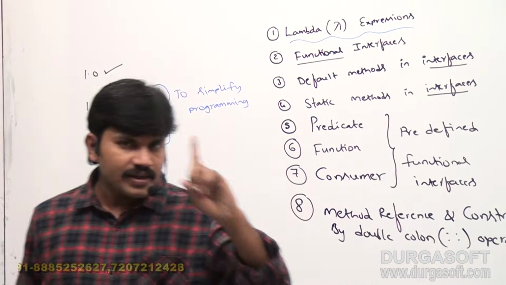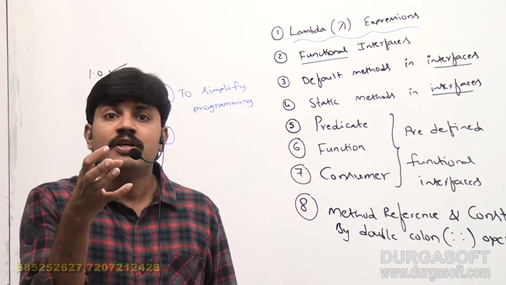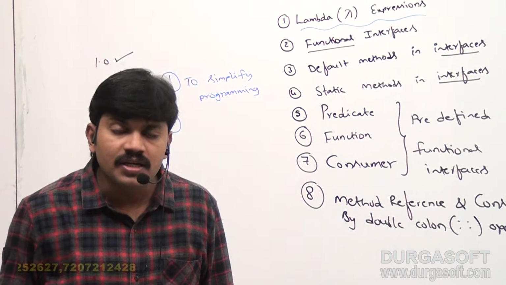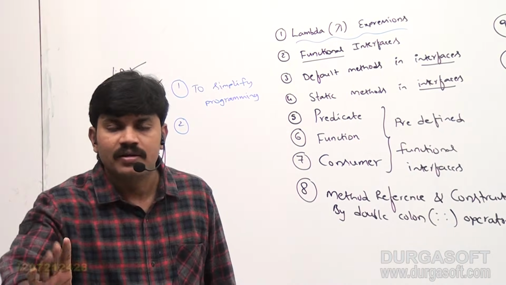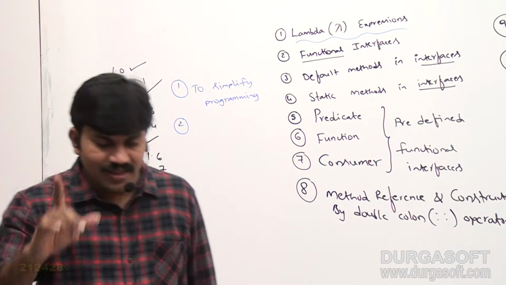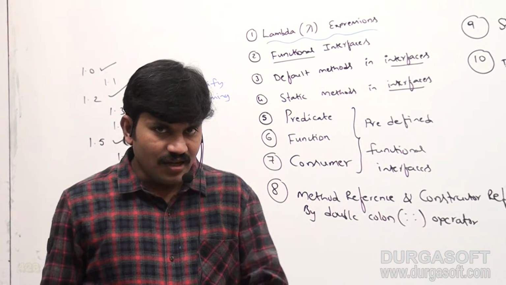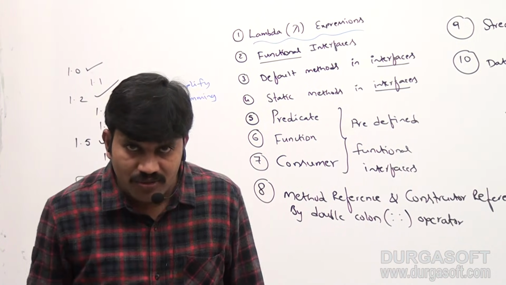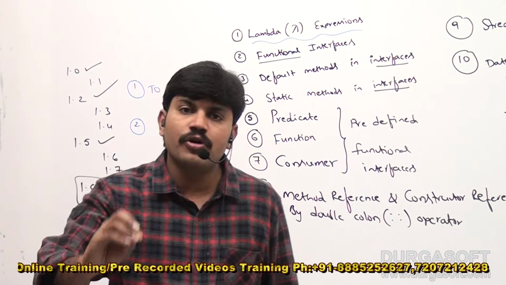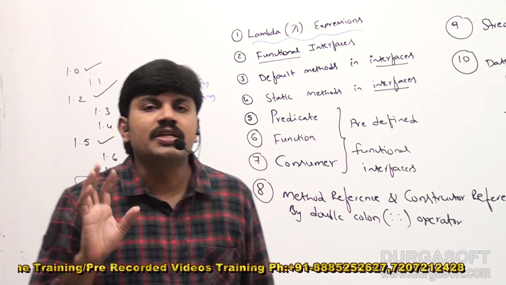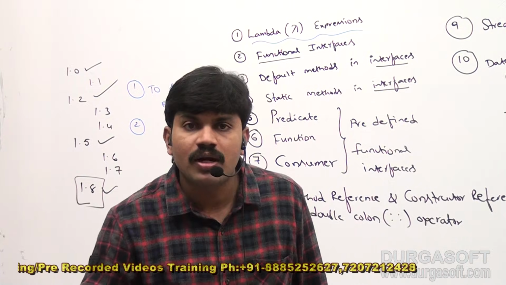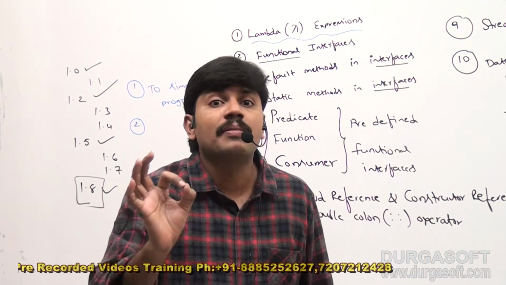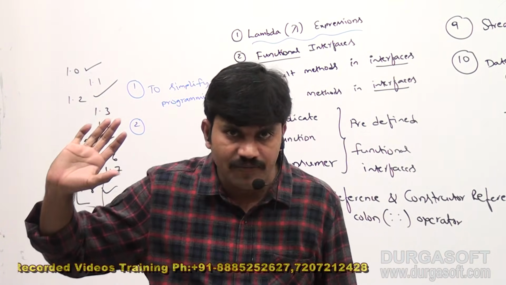So the second intention of this Java 1.8 version is to enable functional programming in Java. It doesn't mean Java is a functional programming language, sir. Even after the 1.8 version, Java is object oriented programming only. We are just getting the benefits of functional programming in the form of Lambda expressions. Is it clear for all of you, sir?